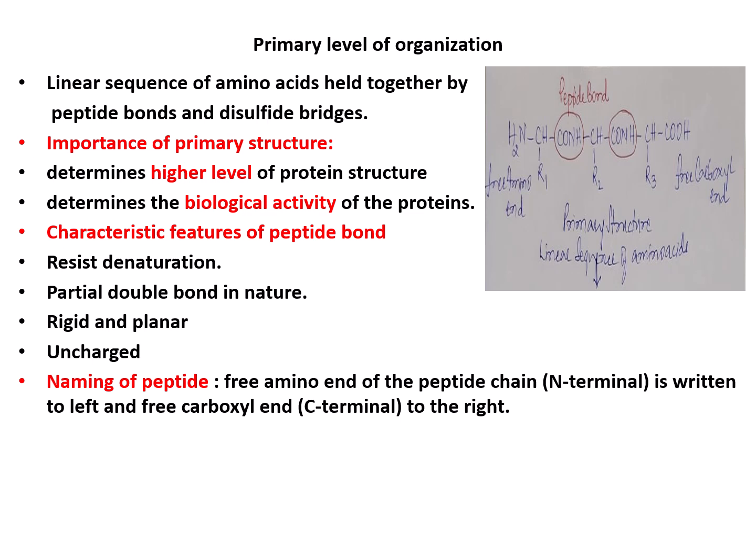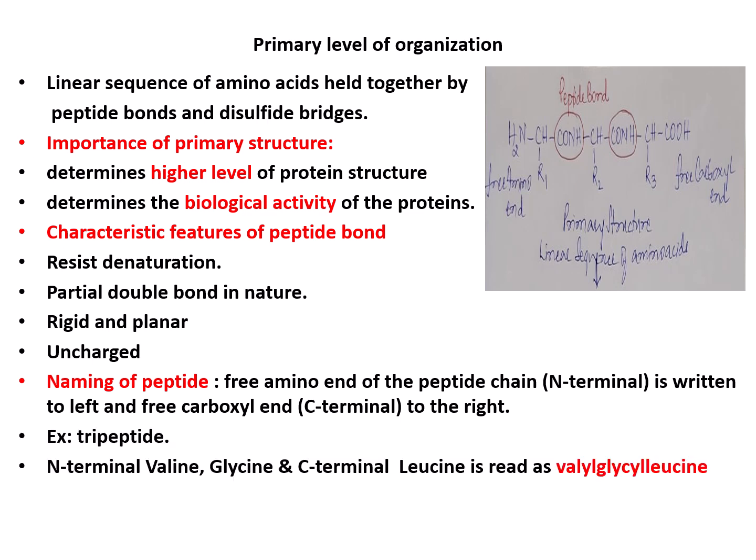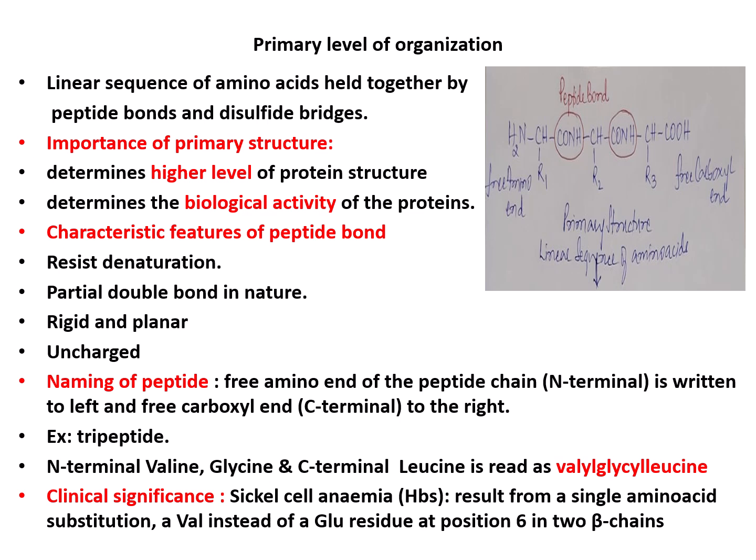Coming to naming of the peptide, the free amino group is always written on the left side and the carboxyl group on the right side. For example, let's assume this tripeptide which is made up of N-terminal valine, glycine, and C-terminal leucine, and this is read as valyl glycyl leucine.